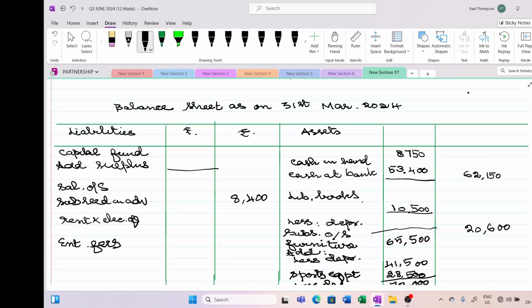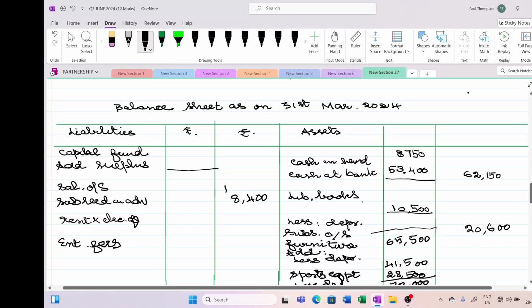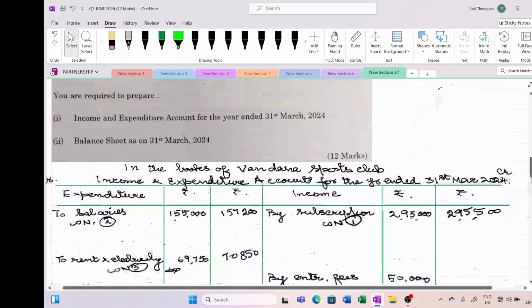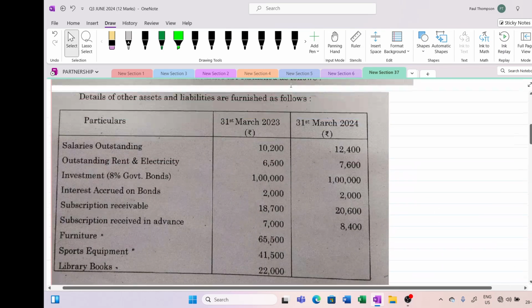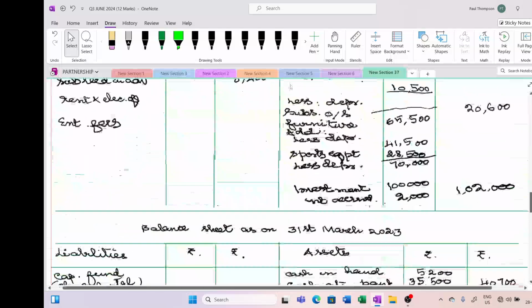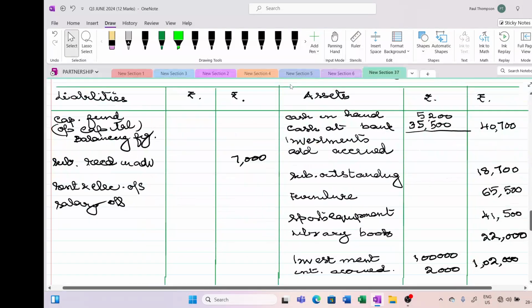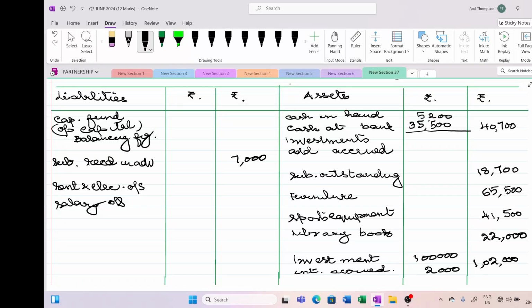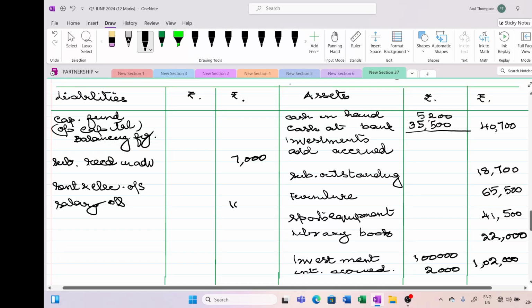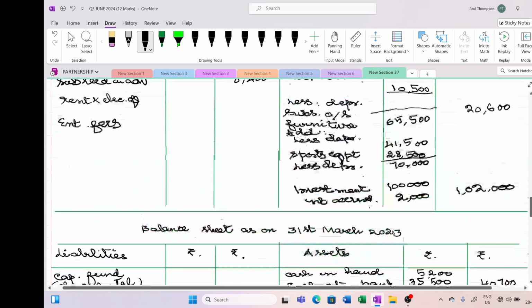Current year 12,400. Last year it was 10,200. Salary outstanding 10,200. You can make it in the inner column, both the outstanding, and add it and show it here also.